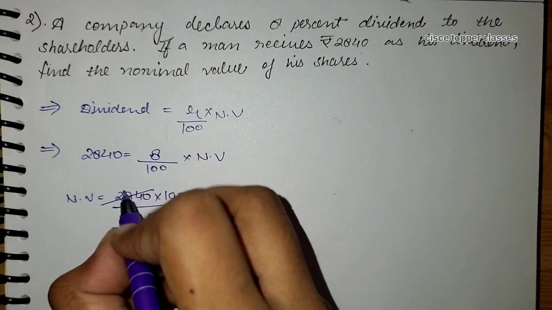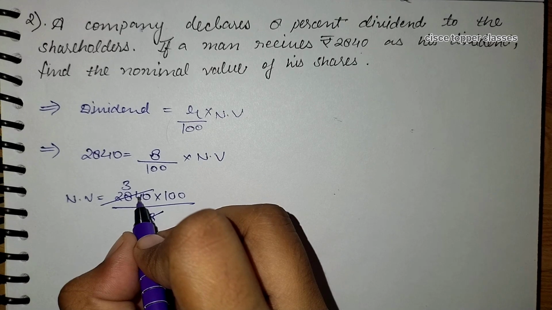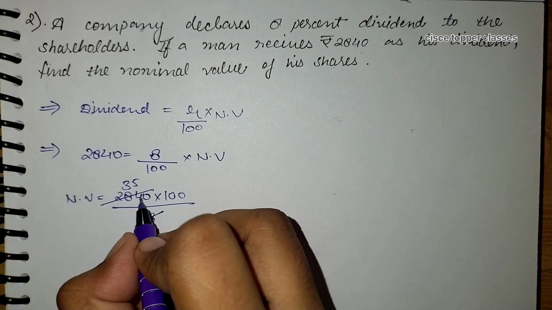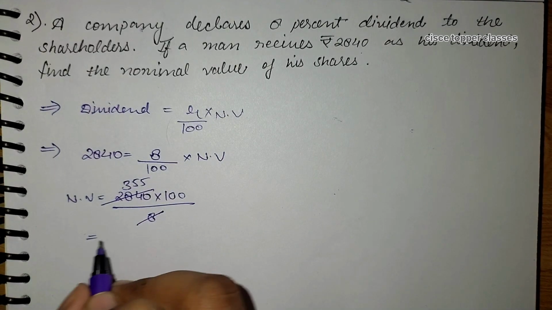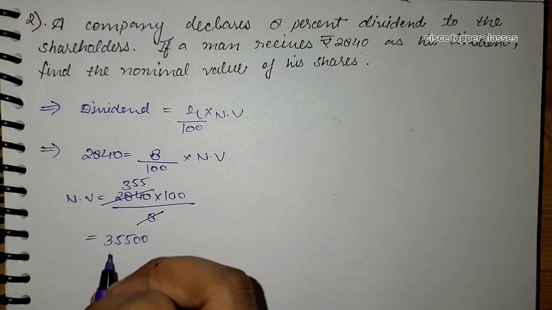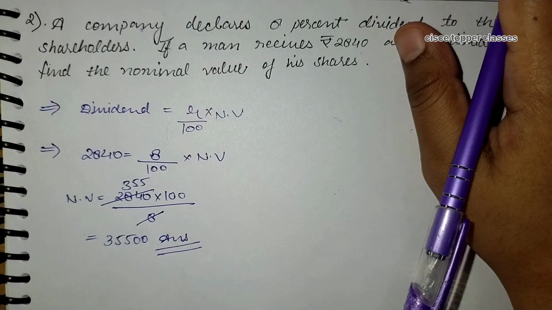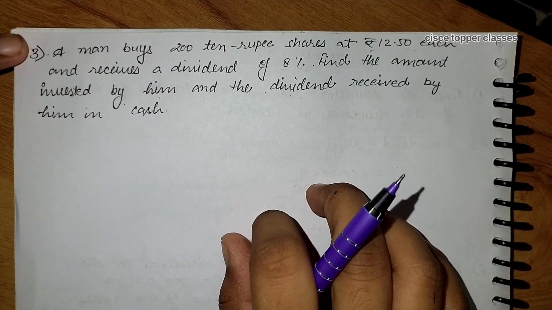On cancelling here, this will be 3, and 44 means 5, 40, then 5, means the nominal value is 3500. That is the answer here in this question. So this is the answer. Let us solve question number 3.